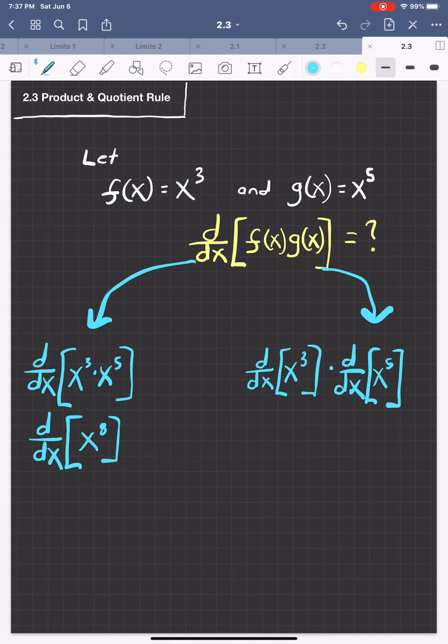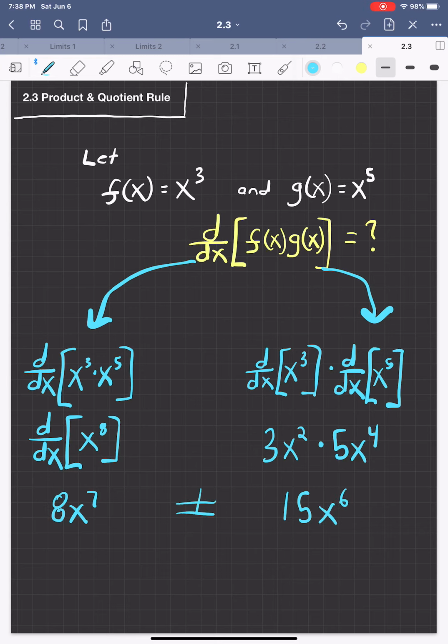And student 2 decides to take each derivative first and then multiply. So this would be 3x squared times 5x to the 4th. All right, well, the derivative of x to the 8th is 8x to the 7th. And then we've already taken our derivatives. When we multiply, we would have 3 times 5 is 15. And x squared times x to the 4th is x to the 6th.